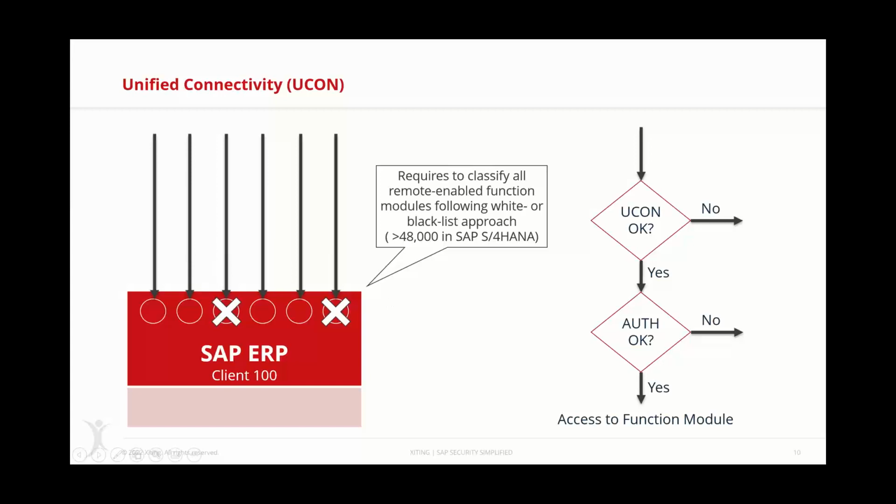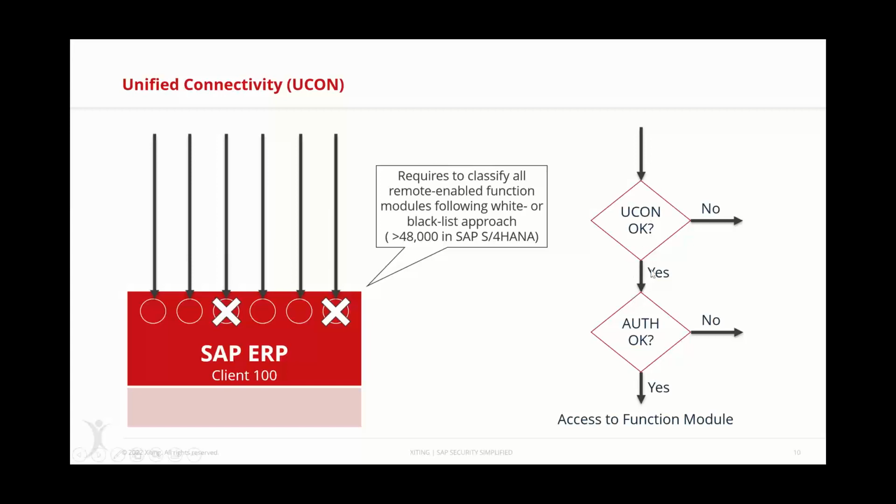And if we have it enabled in either scenario, how does it work? Let's say there's a connection interface that calls a function module that's remote enabled. The call comes into the system. UCON is active, so UCON will check first. If UCON says you cannot use it because, for example, it's blacklisted, or it's not on the whitelist, then UCON basically refuses that connection. The user cannot use that function module.